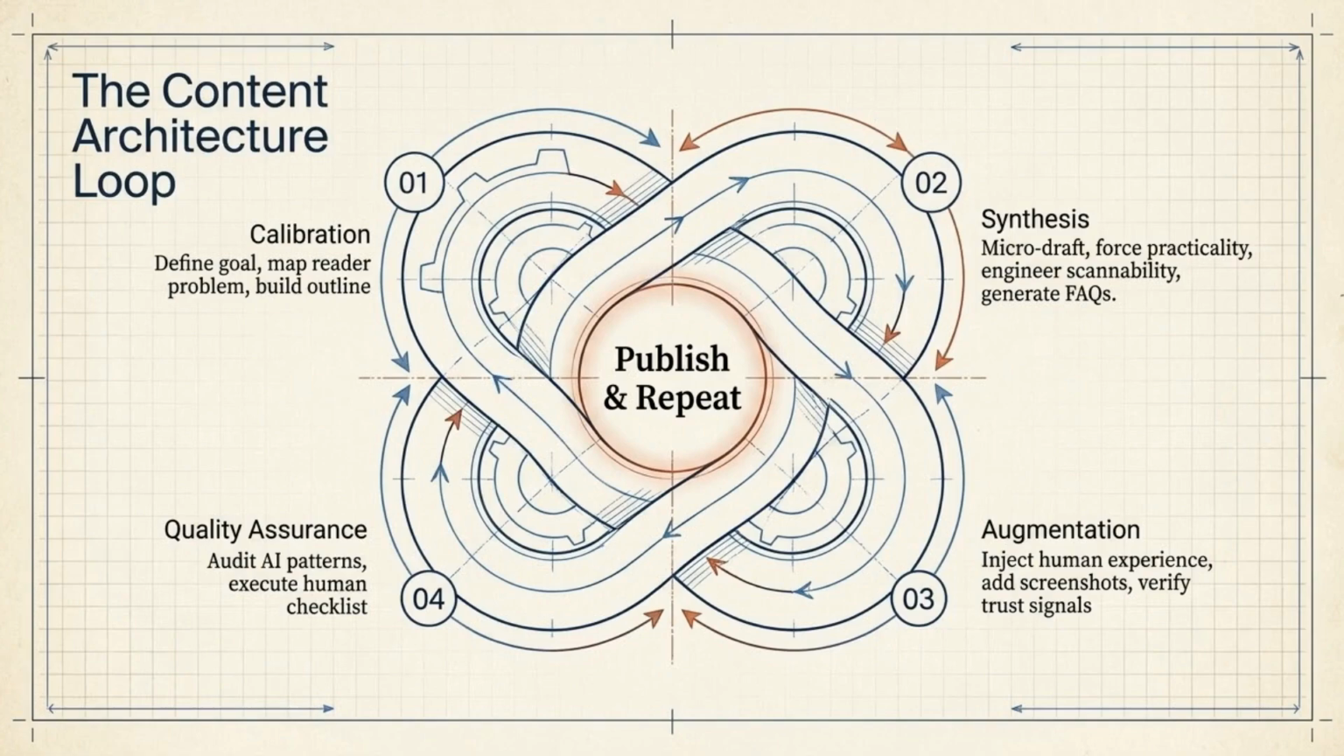This creates the content architecture loop. It's a repeatable four-phase system. Calibration defines the goal, synthesis drafts the content, augmentation injects your experience, and quality assurance executes the final checks. Once you publish, you can repeat the loop for consistent, high-quality output.